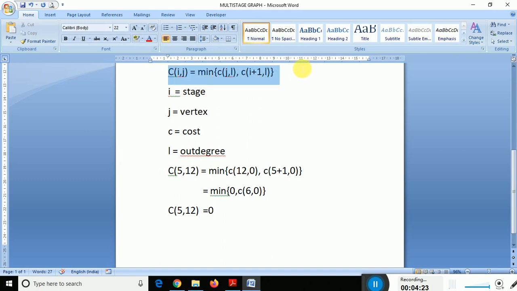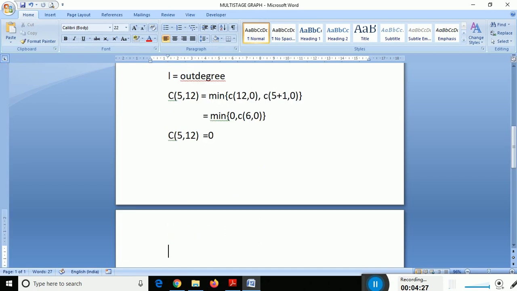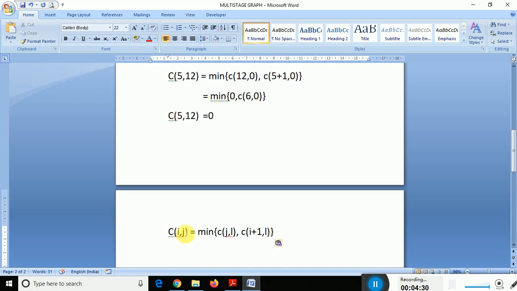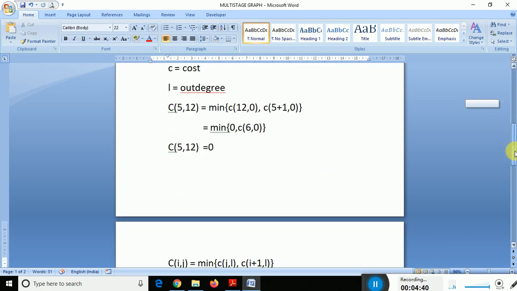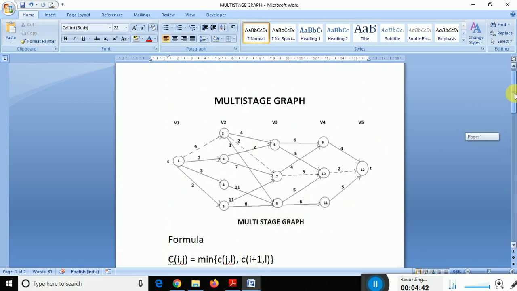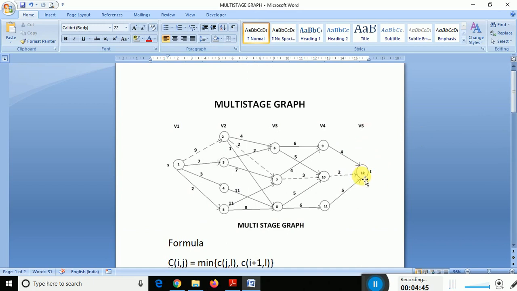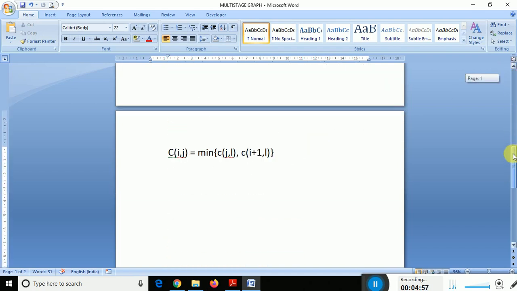So next is what? After the fifth stage we move to the fourth stage, that is, the fifth part is done. Now we have to find 4 comma 9, 4 comma 10, 4 comma 11, same as 5 comma 12 which we have done. Next we have to find 4 comma 9, 4 comma 10 and 4 comma 11. So we'll move to the fourth stage, where I have written the formula here.